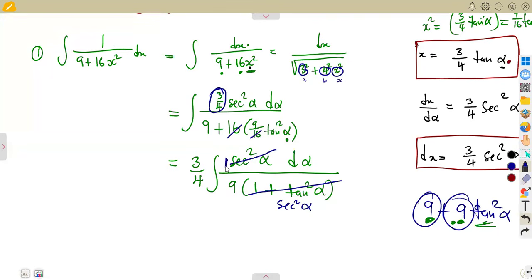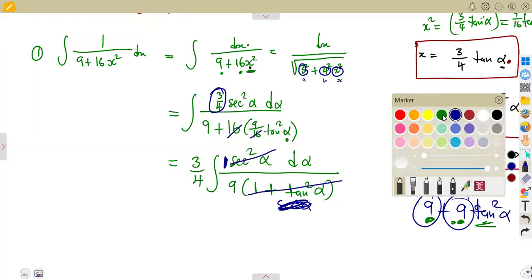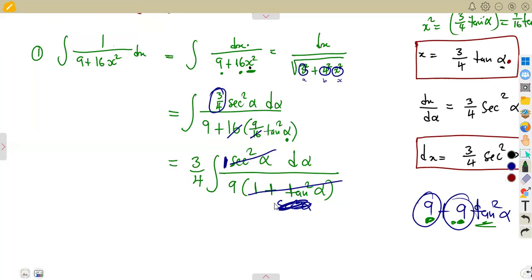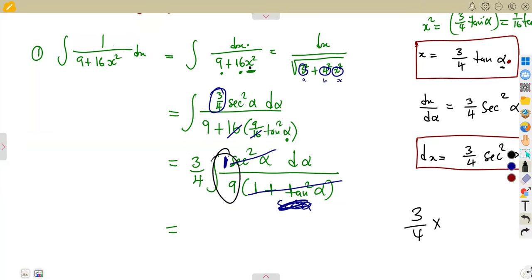So we are left with 1 over 9. Remember, this is our sec squared, which is the one that canceled here. So you're left with 1 over 9. The 1 over 9 is just a constant, just like what we had with 3 over 4, so you can also take it outside of the integral. There's a 3 over 4 there, and we take outside the 1 over 9, so it's simply multiplying by 1 over 9. So that's 3 over 4 times 1 over 9, which gives us 1 over 12 at the end.